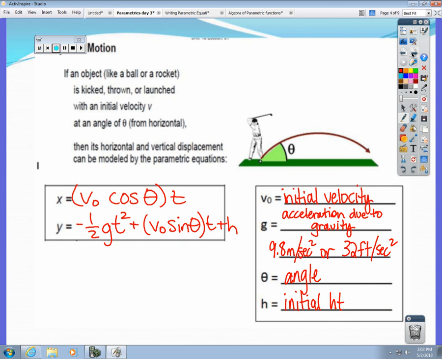I do want to point out that the g variable, which stands for acceleration due to gravity, can only be two different numbers, and it depends on the unit that you are working with. If you are working with meters, then you will use 9.8. If your units are in feet, then you will need to use the 32 for the g variable. So you only have two choices for g, either 9.8 or 32, depending on whether it's in meters or feet.